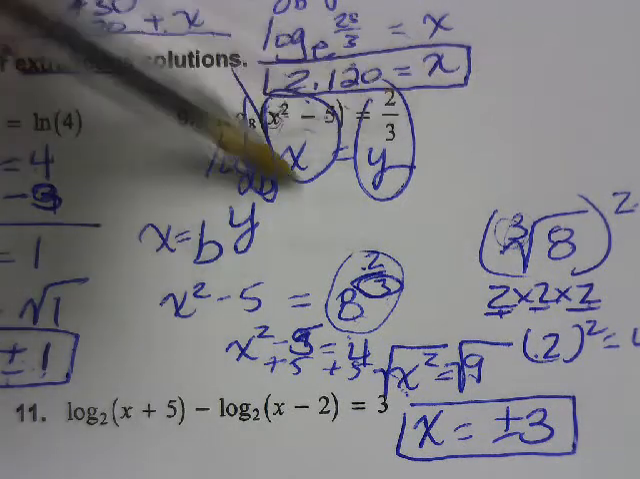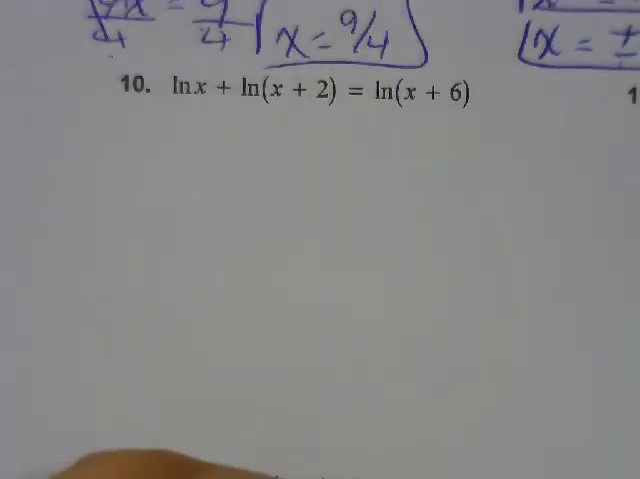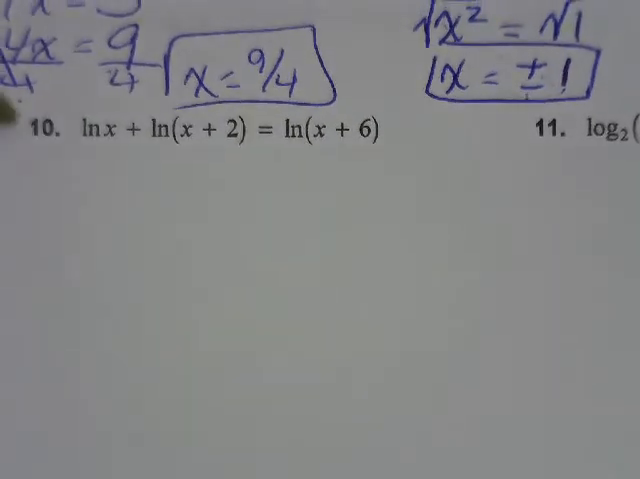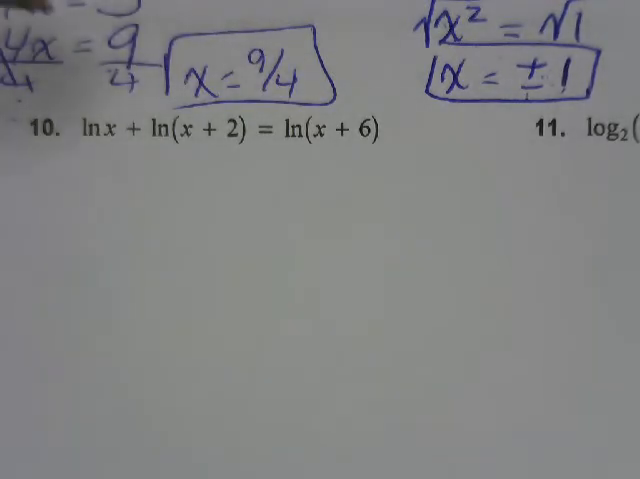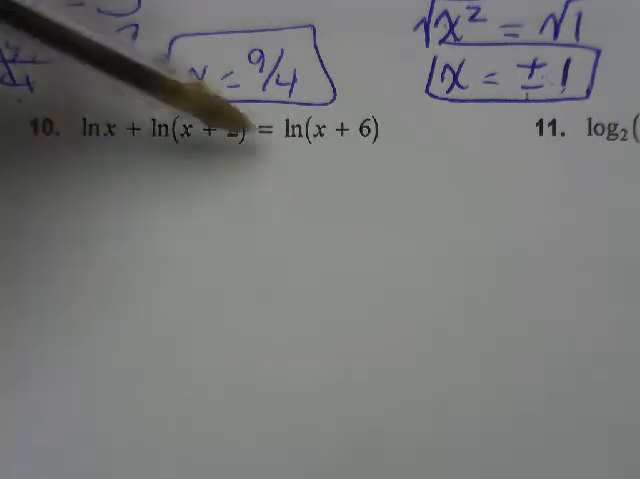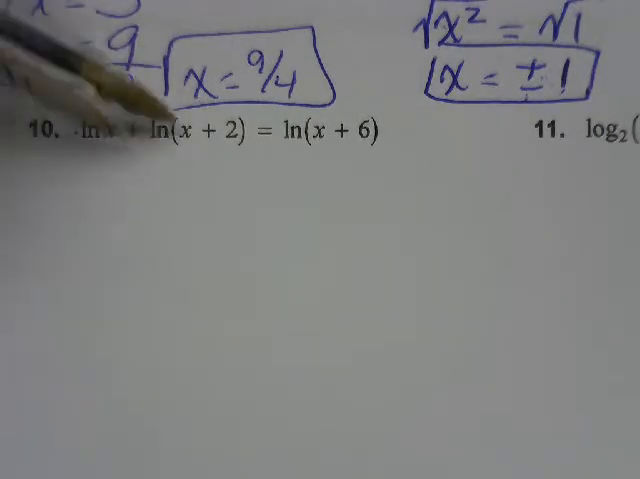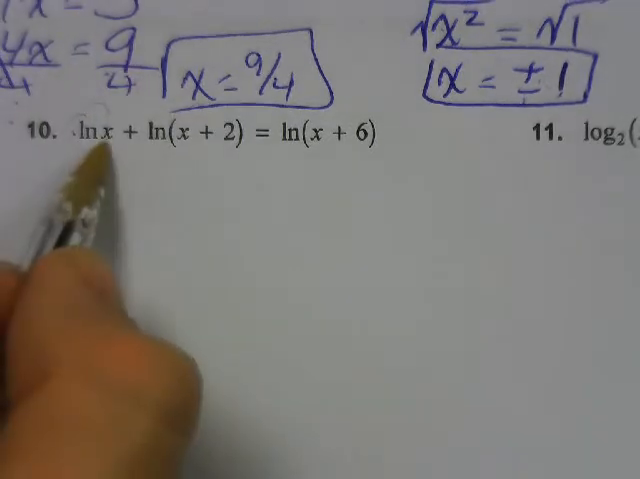Number 10. Remember what's actually happening behind the scenes here is all of these are exponents, and so we can't just add them up that way. We're actually going to need to multiply them because these are exponents. If I'm multiplying like bases, I can add the exponents. And here, we're going to multiply x times x plus 2 equals x plus 6.